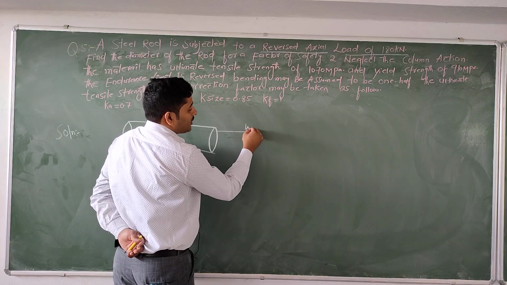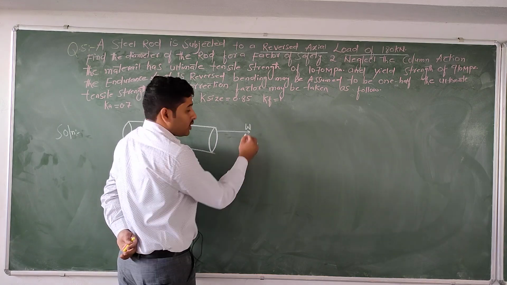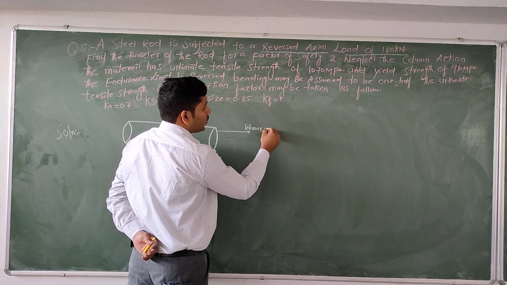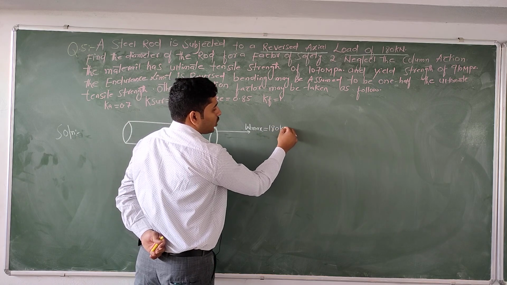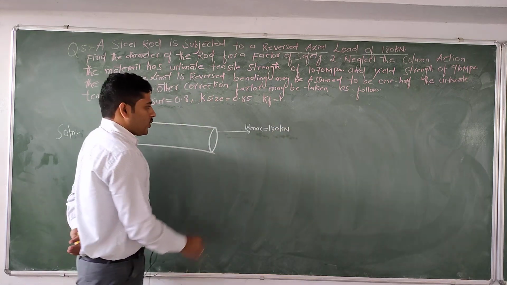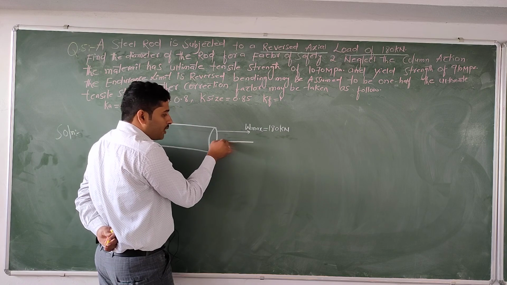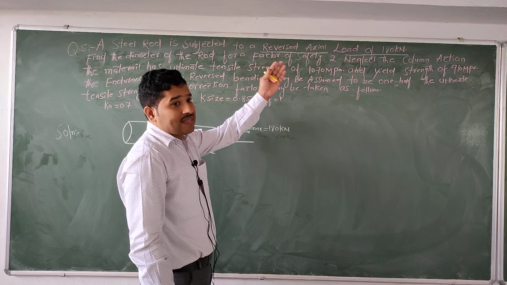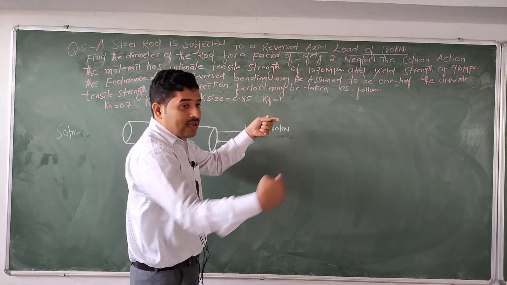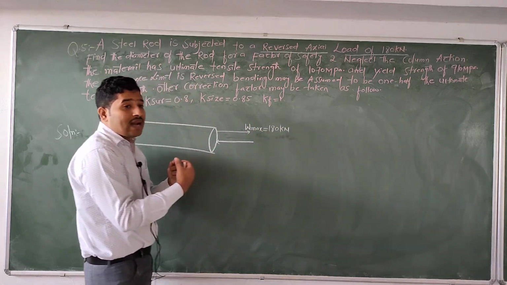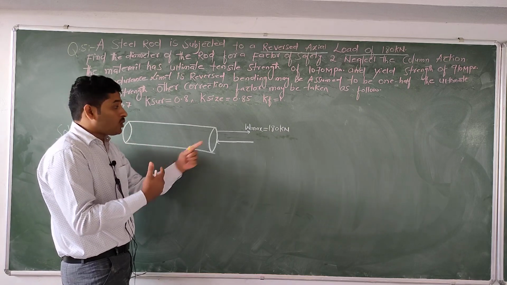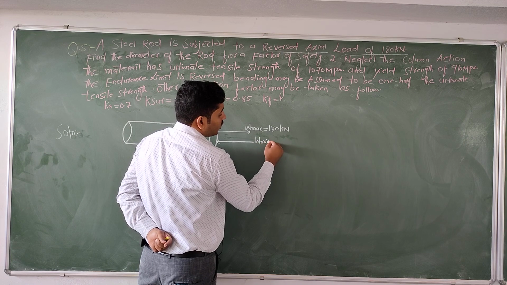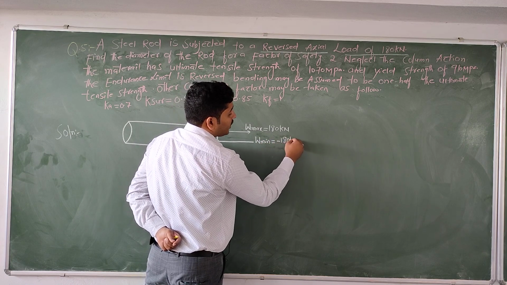The maximum tensile load is W max, maximum load equal to 180 kilonewton, as well as the minimum load in the form of compressive nature, because reverse axial loading is tensile, compressive, tensile. So this means that the repetitive cycle load is acting on this component. The minimum load, how much is there? We need to consider it as minus 180 kilonewton.